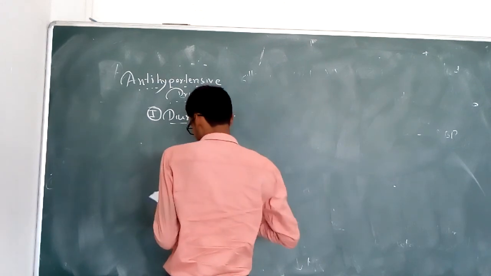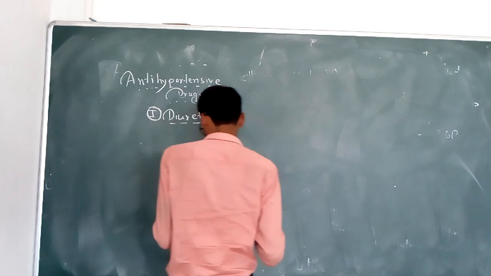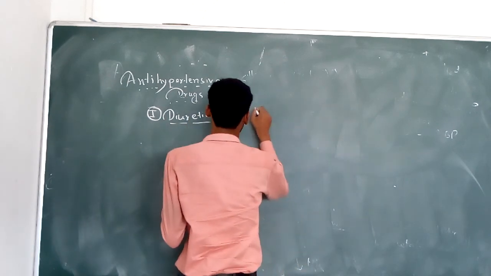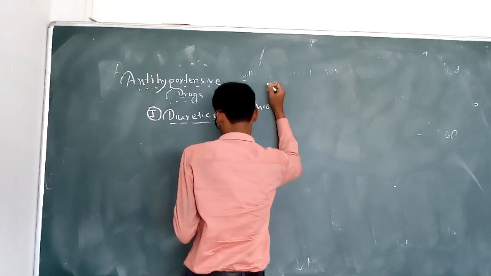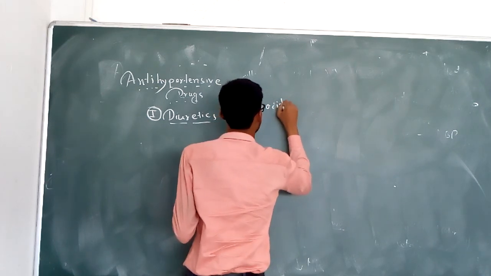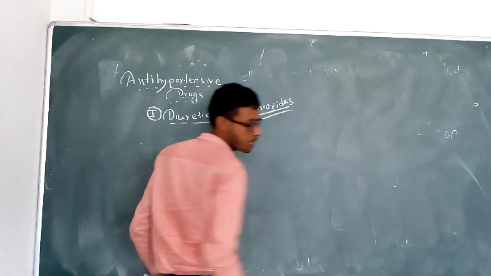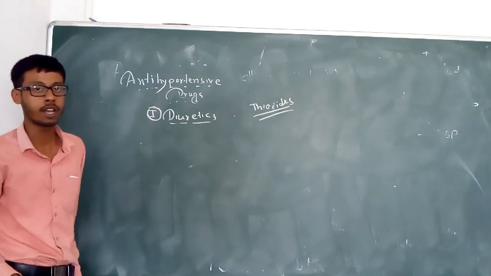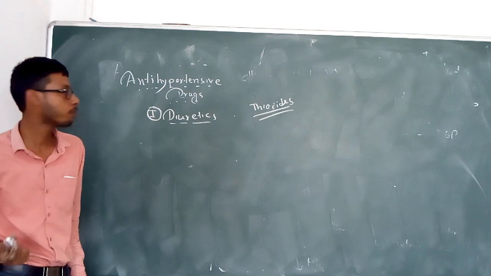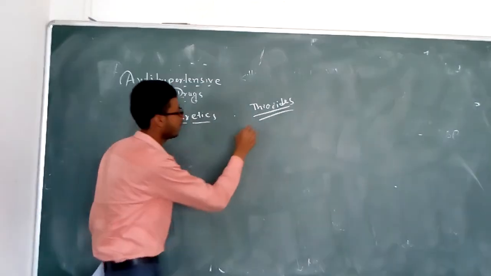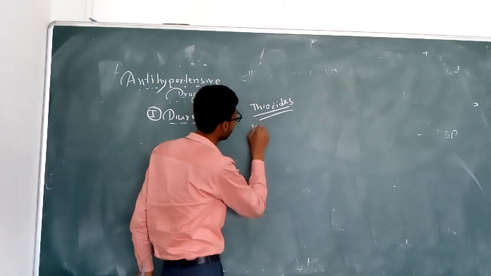So for example, for hypertension diuretics, we studied the thiazide diuretics, that is the medium efficacy diuretics: hydrochlorothiazide, chlorothiazide, benzthiazide. These are examples of the thiazide diuretics. It is medium efficacy.